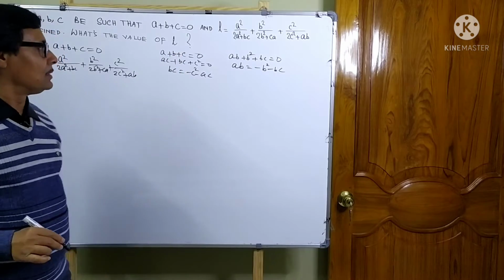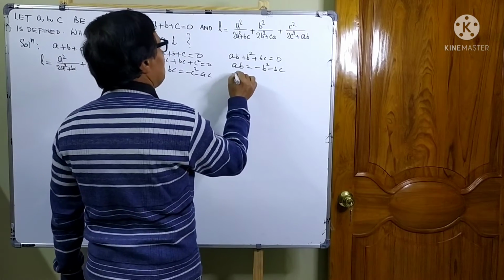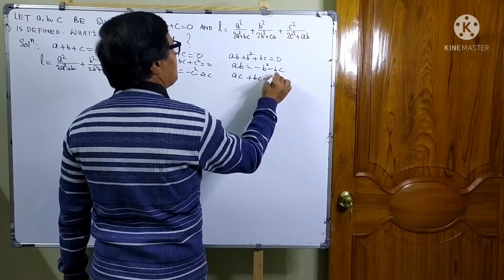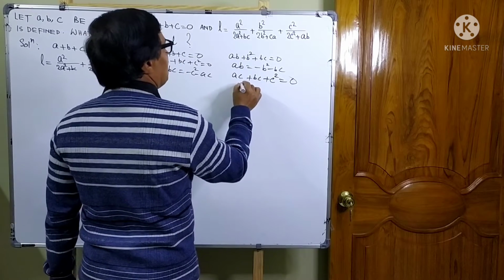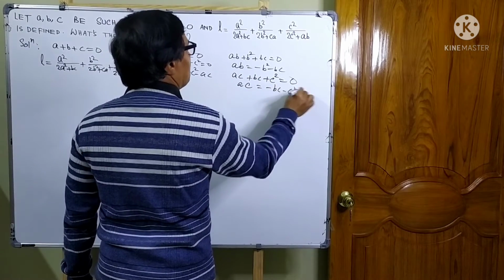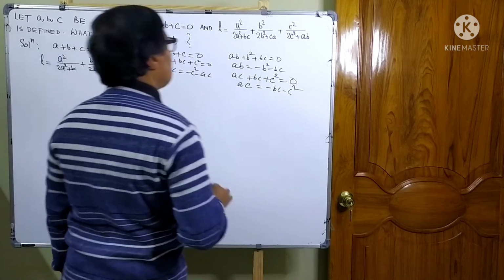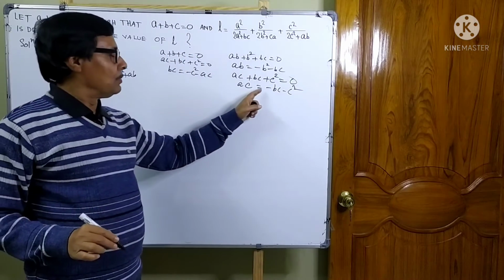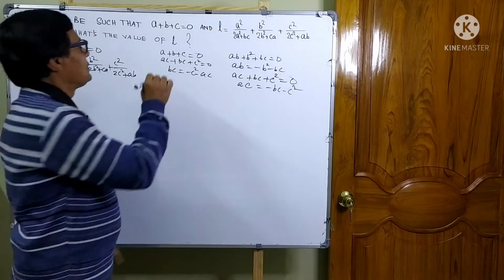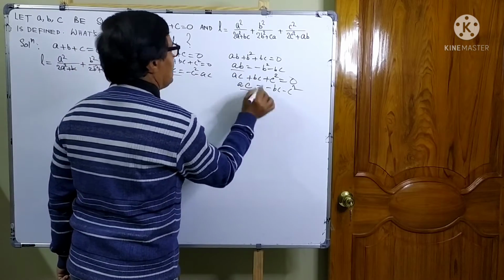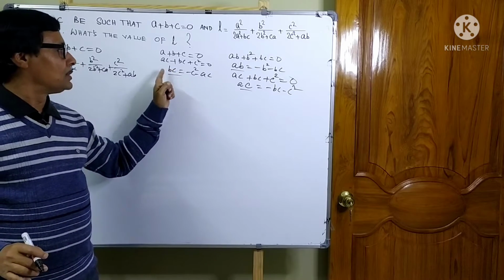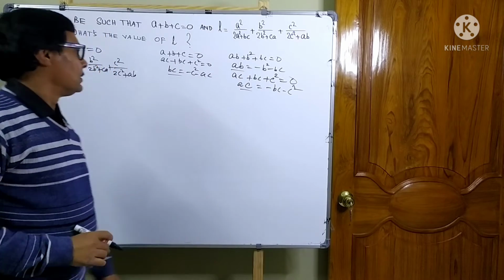For finding out the value of ac, we can multiply the relation by c. After multiplication we get ac + bc + c² = 0, that is ac is equal to minus bc minus c². Now we can put these values of bc, ab and ac in this expression, in terms of a, b, c.